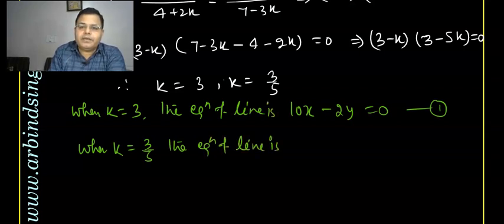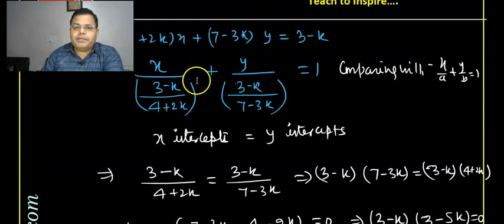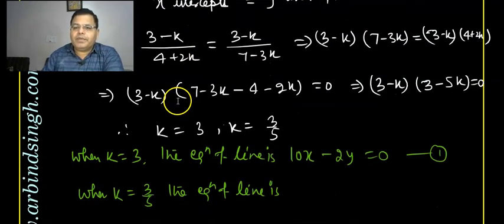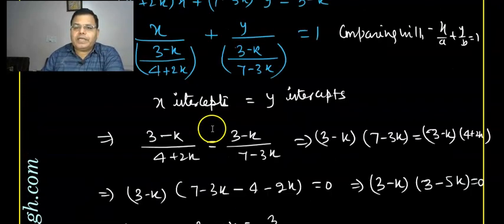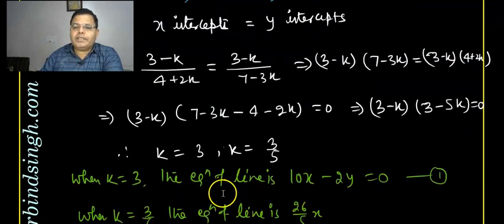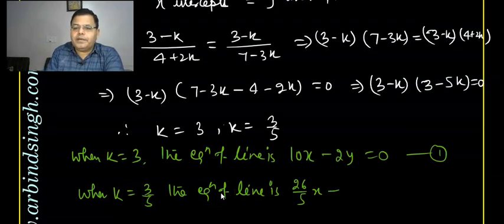what? 3 by 5. So if you put here 3 by 5, that will be 3 by 5, that is 6 by 5, and 5 4s are 20. So 20 plus 6, 26 by 5x. So that will be 26 by 5x. Right? If I put k is equal to 3 by 5, then 3 3s are 9, 9 by 5, 7 5s are 35, minus 9 is 26, 26 by 5y, so that is 26 by 5y.